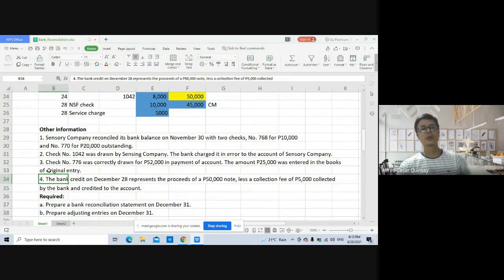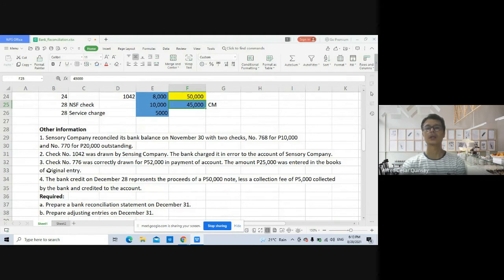And number 4, reconciling item. So the bank credit on December 28 represents the proceeds of 50,000 note. Okay, so 50,000 note less a collection of 5,000 collected by the bank and credited to the account. So this means this 45,000, that credit memo, it is all 50,000. It came from the customer, no? Because the customer paid at the bank in lieu of the company, no? So, 50,000. But the 5,000 was debited by the bank as a service charge. Okay? And only the 45,000 was credited as the amount.